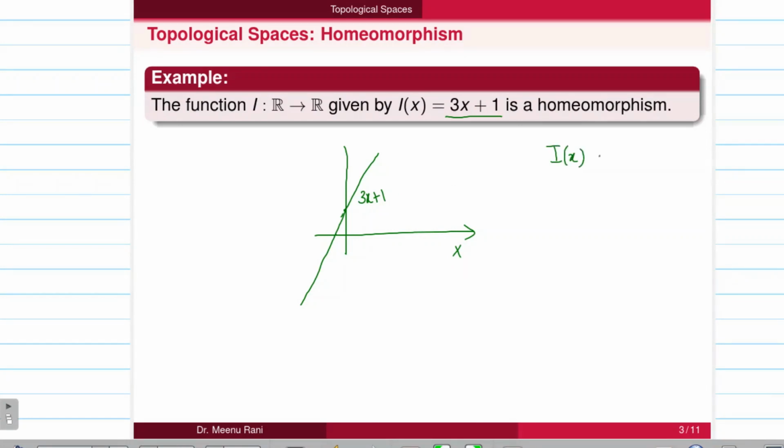If I find the inverse of it, then its inverse is given in terms of y. It is (y minus 1) by 3. This function is also a continuous function on the set of real numbers. So f is a homeomorphism map.